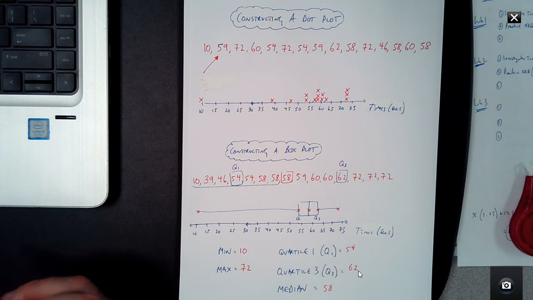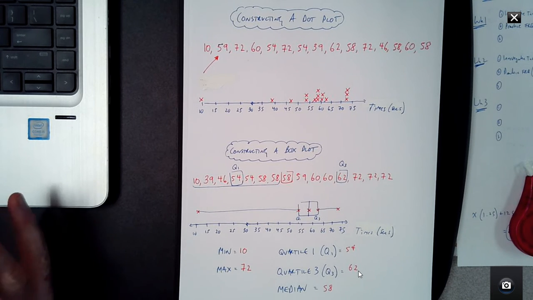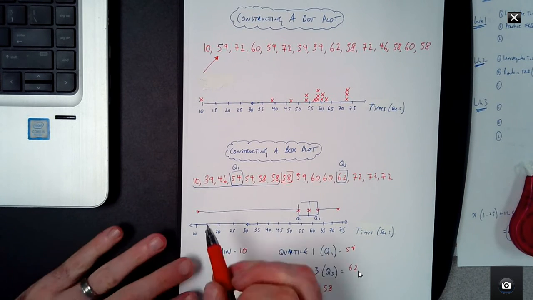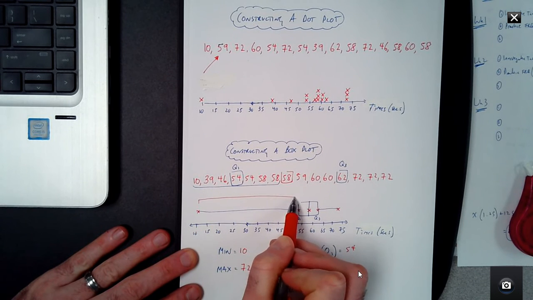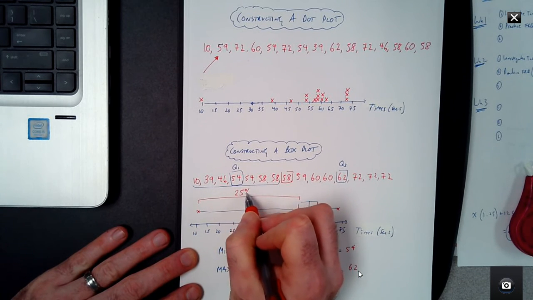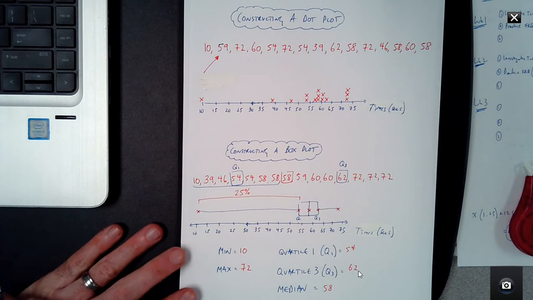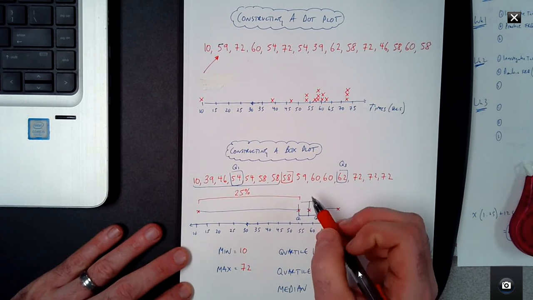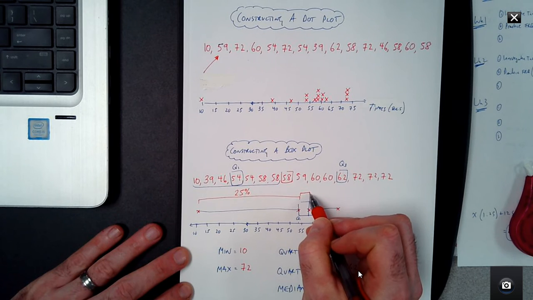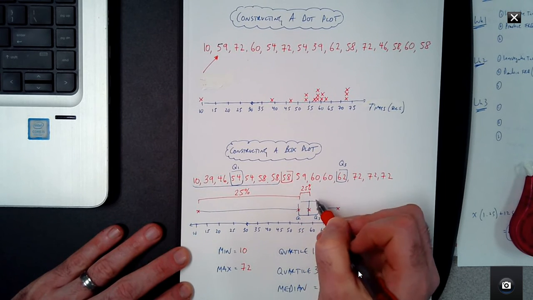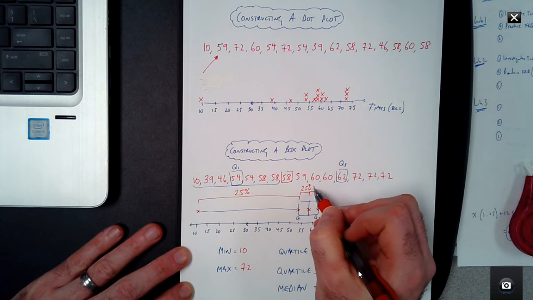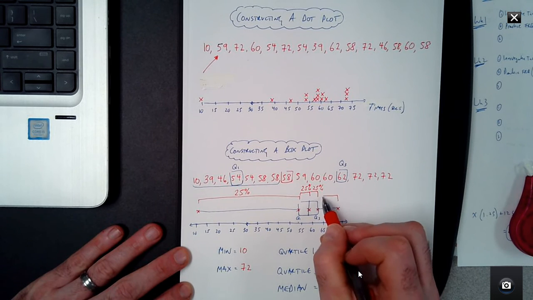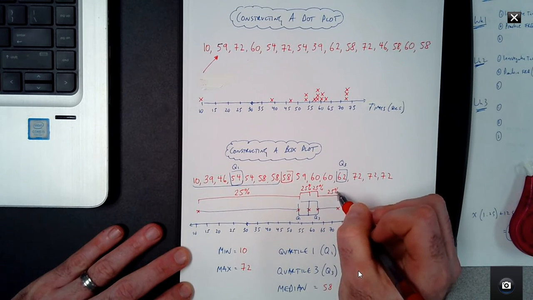Now, what a box plot basically tells you is where the top 25%, the middle 50%, and the bottom 25% is. So let me go and show you what that means. If I go from the minimum to the first quartile, that represents 25% of the data. So 25% of the data were between 10 and 54. Now, from quartile 1 to the median, that's also 25%. And then from the median to quartile 3, that's another 25%. And then finally, from quartile 3 all the way out to the maximum, that's another 25%.